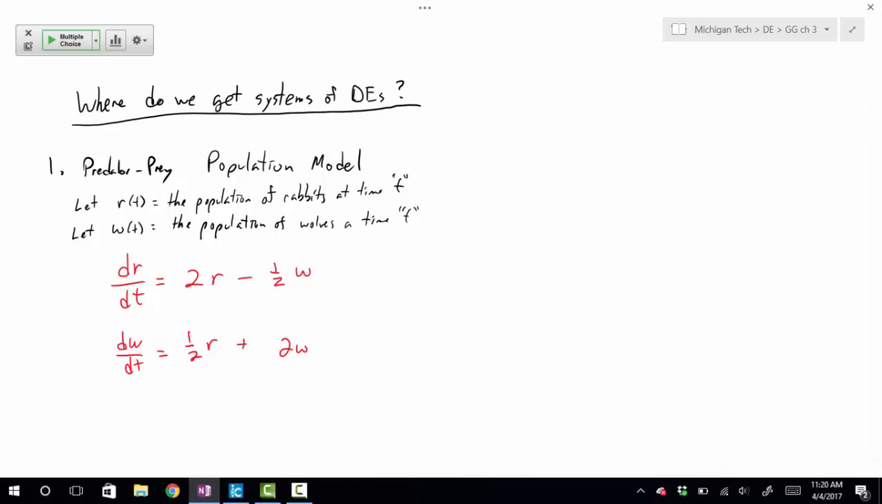Go ahead and take this system of equations and let U equal rabbits and wolves, and write that out in that matrix vector form.